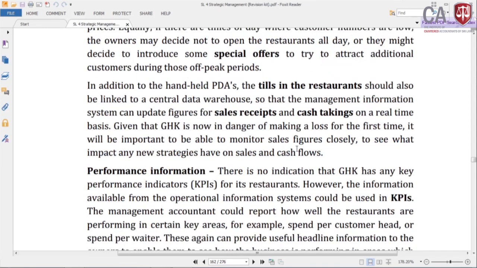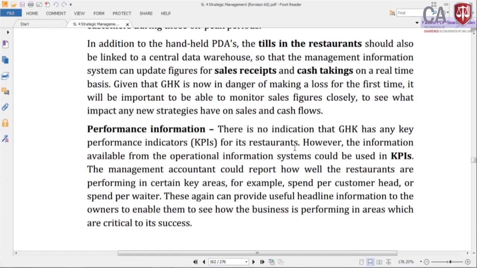In addition to the handheld PDAs, the till in the restaurant should also be linked to a central data warehouse so that the management information system can update figures for sales receipts and cash taking on a real time basis. Yes, so when you are taking the cash, the till system should be connected to the central data warehouse, so it will update figures for sales receipts and cash taking on a real time basis. Given that GHK is now in danger of making a loss for the first time, it will be important to be able to monitor sales figures closely to see what impact any new strategies have on sales and cash flows.